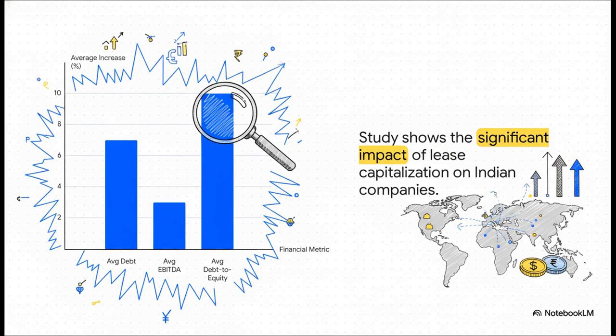Just look at this chart from a PwC study. For major Indian companies, this single change bumped up average debt by 7% and the debt-to-equity ratio by a staggering 10%. Now, why does that matter? It means that overnight, companies suddenly looked a lot more leveraged, maybe even riskier. And that could affect everything from their credit ratings to their ability to borrow money in the future. This wasn't just a small accounting tweak, it was a financial earthquake.